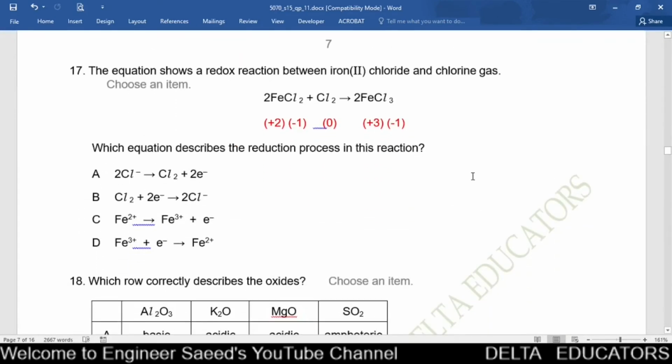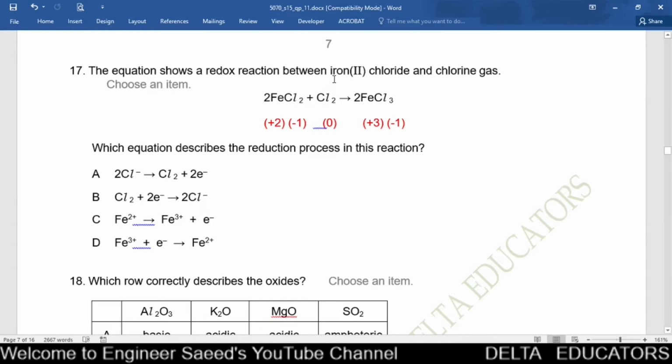Question number 17. The equation shows a redox reaction between iron chloride and chlorine gas. Which equation describes the reduction process in this reaction? Redox means reduction and oxidation. Now here in this equation, in ferrous chloride, what is the oxidation state of chlorine? It is -1. And here we have 2 chlorine, so the total charge on chlorine will be -2. So the oxidation state of iron in FeCl2 will be +2.